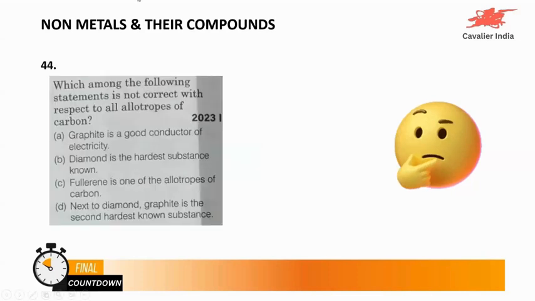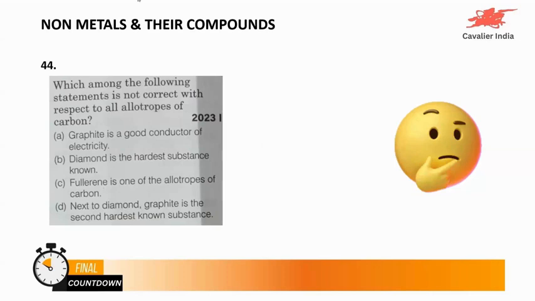Next question. Which among the following statements is not correct with respect to allotropes of carbon? We have already studied both crystalline and amorphous allotropes of carbon. First option, graphite is a good conductor of electricity. Second, diamond is the hardest substance known. Fullerene is one of the allotropes of carbon. Next to diamond, graphite is the second hardest substance. Which statement is not correct? Just try to find the answer, please.